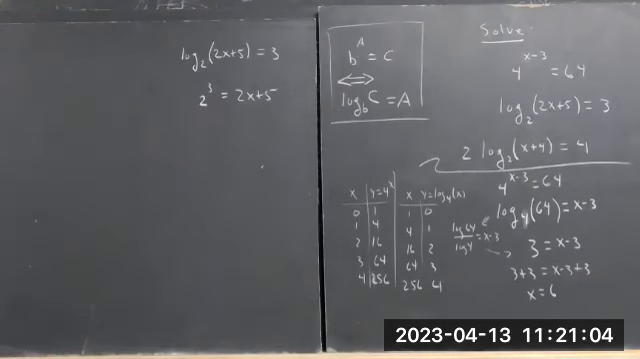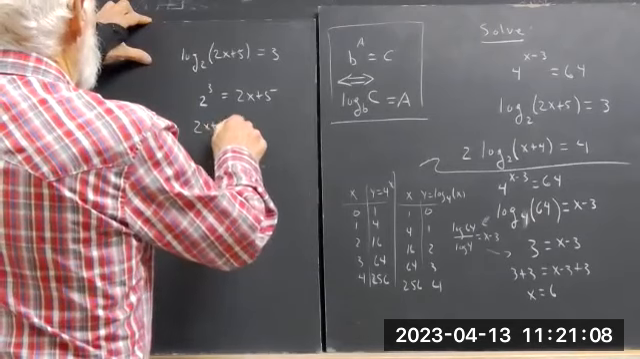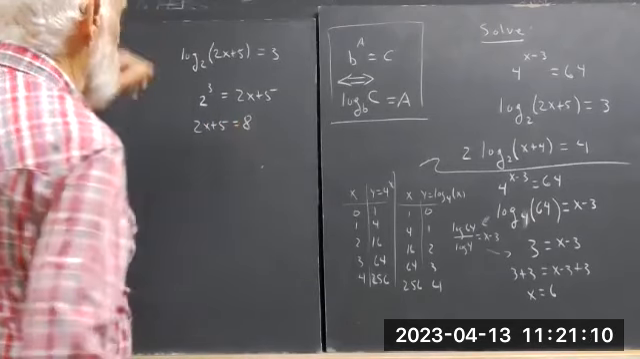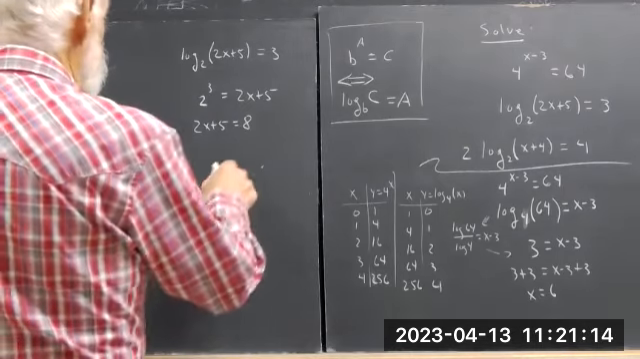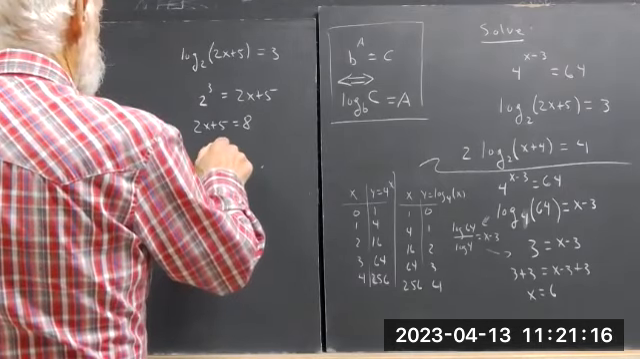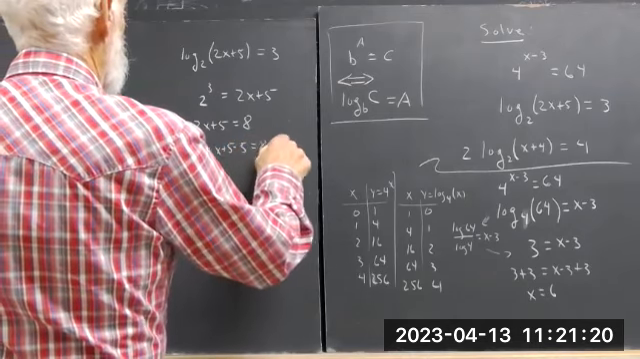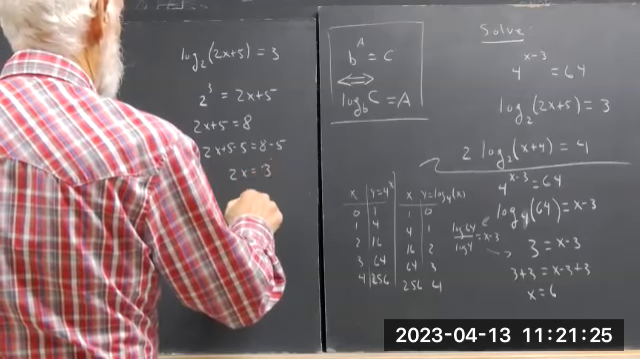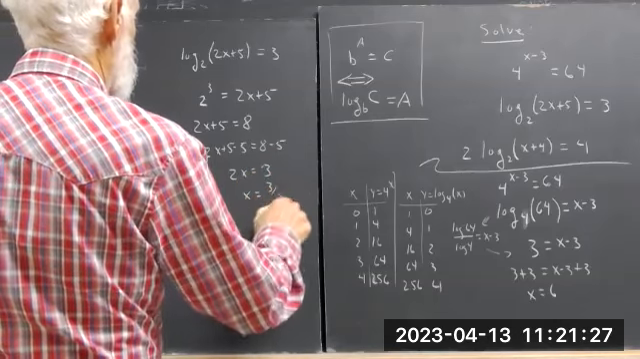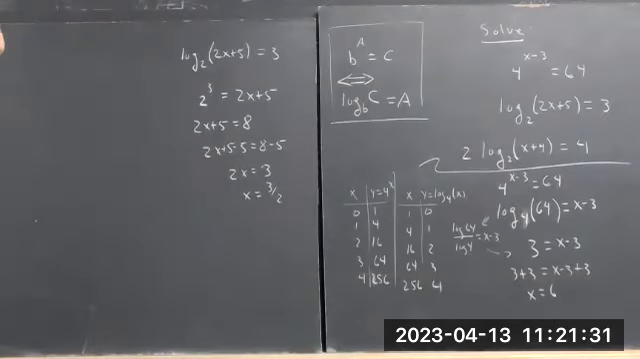And you find 2x plus 5 equals 8. You do the routine steps. You end up with x equals 3/2.